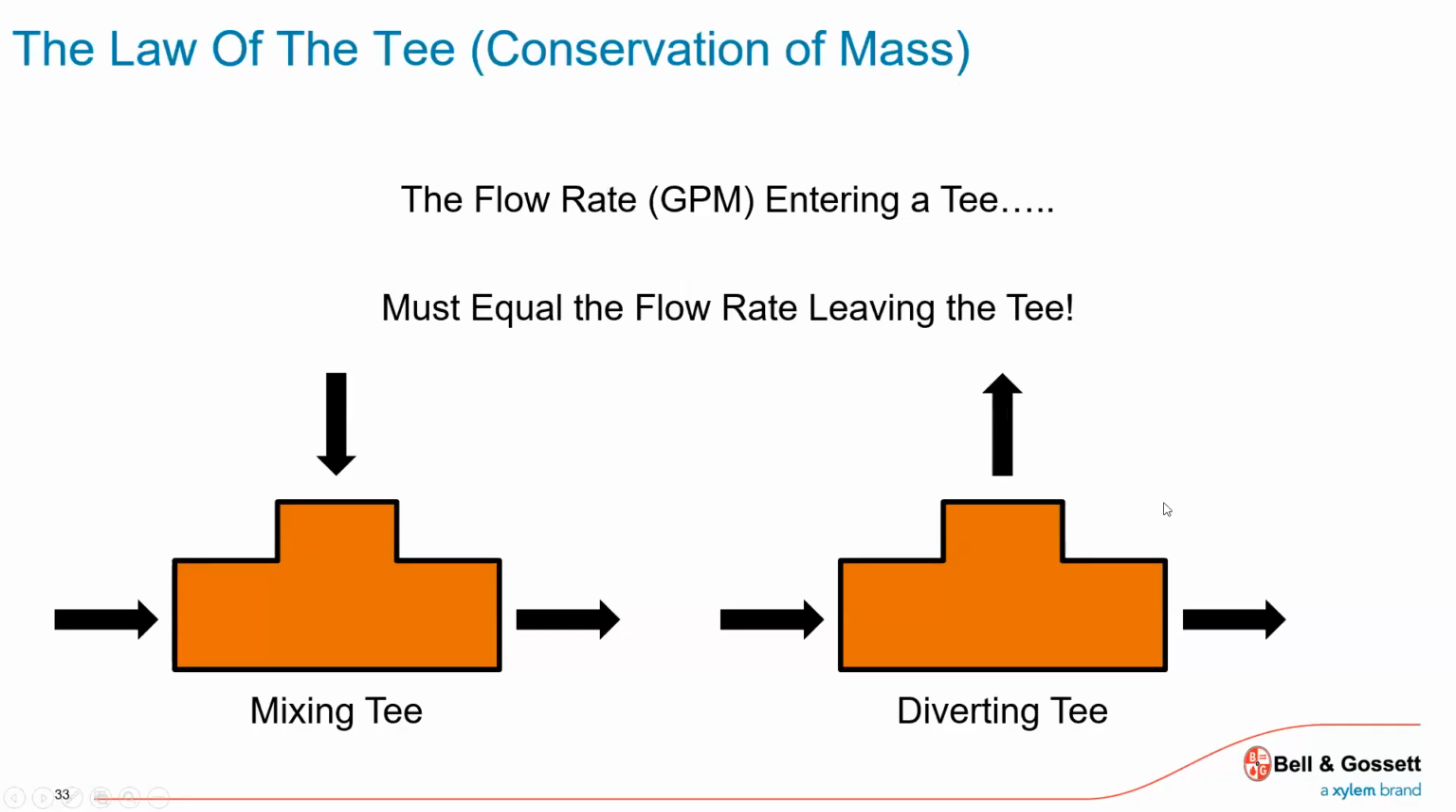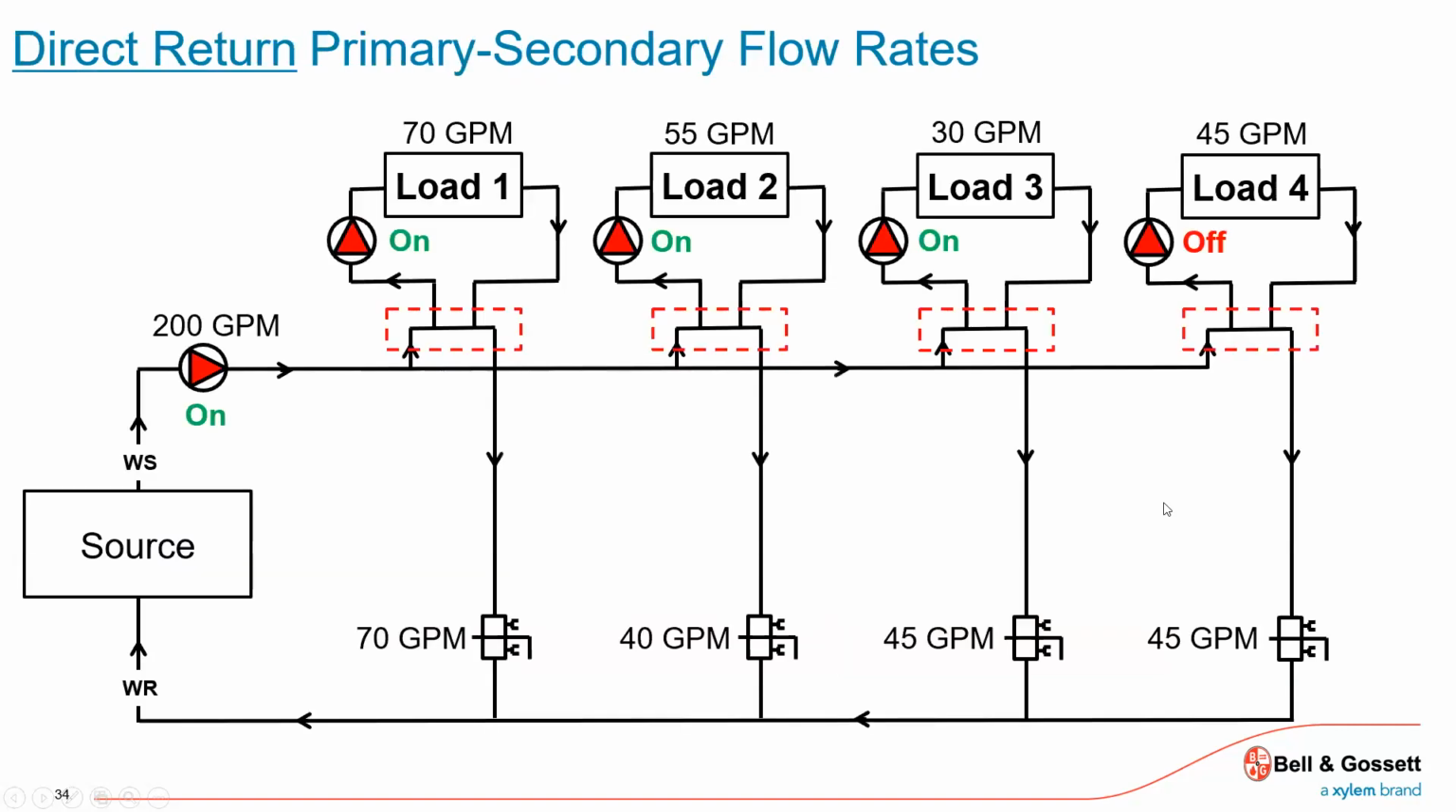So this little relationship, they call it the law of the T, but the flow rate, gallons a minute entering a T, must equal the flow rate leaving the T. And that's what you start getting into, different GPMs and how can you have these things, how can they coexist? Well, that's the benefit of that, eliminating that pressure drop, decoupling that common pipe.